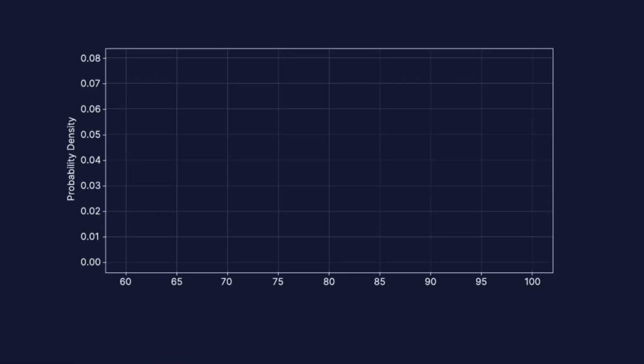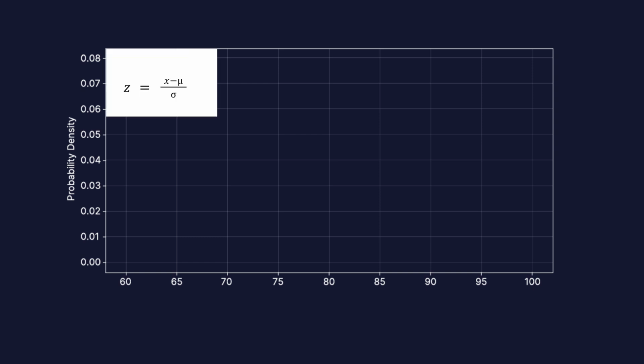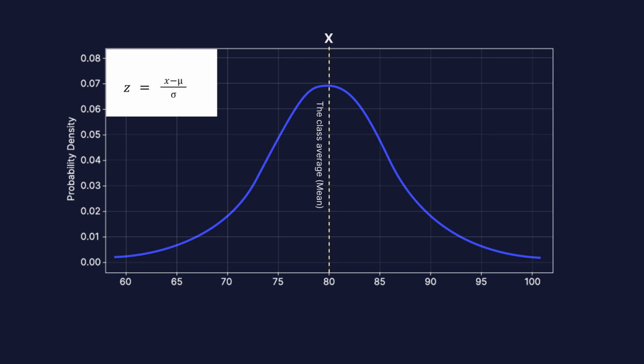Let me give you another example to calculate z-score. Imagine a class took a difficult math exam. The class average, the mean, was 80. The standard deviation was 5. You scored a 90. What will be the z-score?